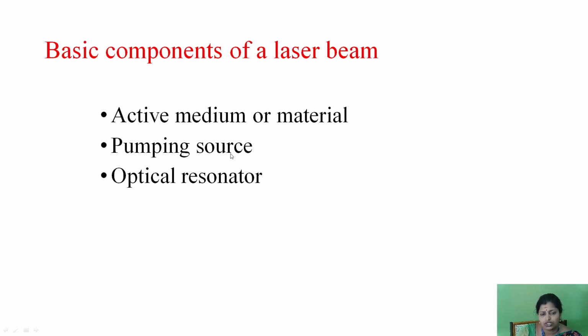The pumping source is the second component. Depending on the pumping source, atoms are raised to the excited state energy levels from the ground state energy levels, and population inversion is achieved. There are four methods of pumping. And the third one is the optical resonator. I will briefly explain each of these next.